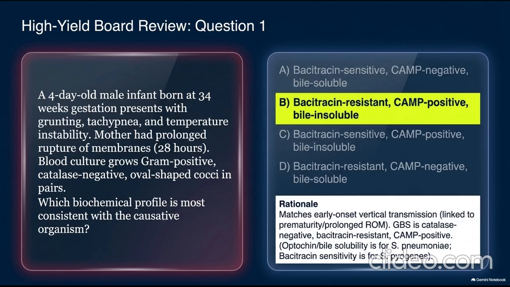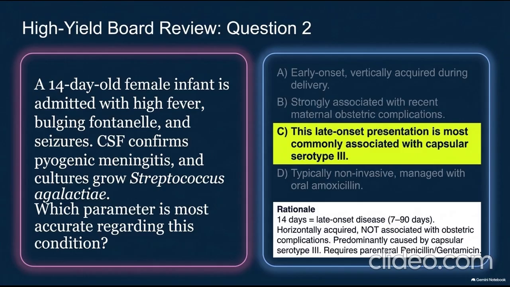The correct answer is C. This late-onset presentation is most commonly associated with capsular serotype 3. Let's break down the science. GBS disease presenting between 7 and 90 days of life is classified as late-onset disease, which is horizontally acquired from maternal, nursing, or environmental contact.